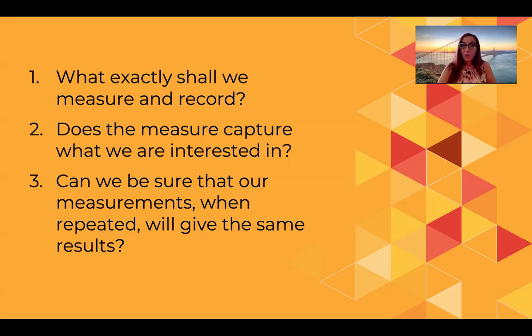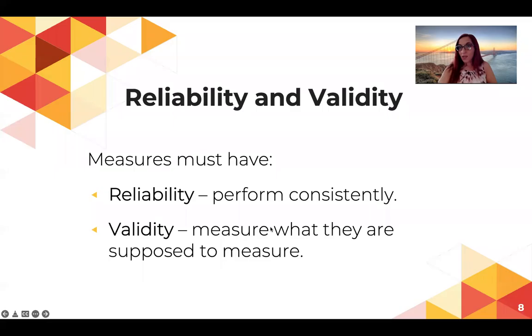And finally, can we be sure that our measurements, when repeated, will give the same results? So these are some questions to ask. And there is an answer to that. That answer is reliability and validity. What we do in research, we need to ensure that the measures that we're applying are reliable, that means they deliver consistent results over time, and valid, so that means that they are measuring what they're supposed to measure.